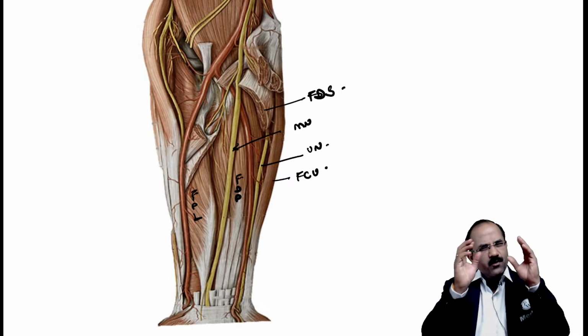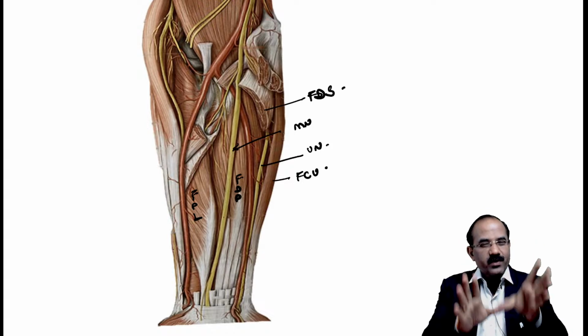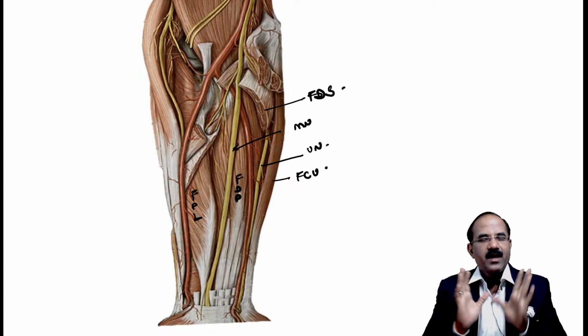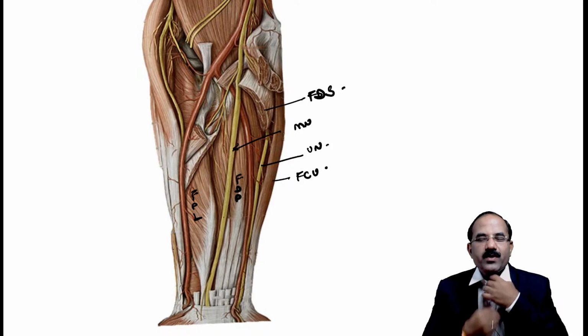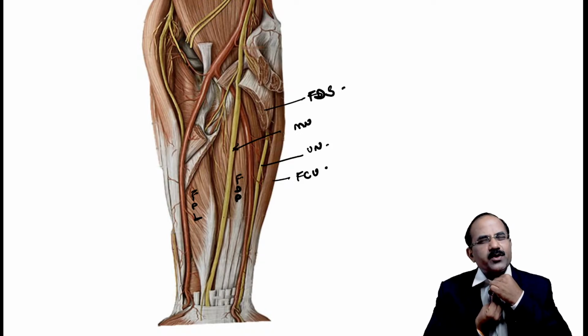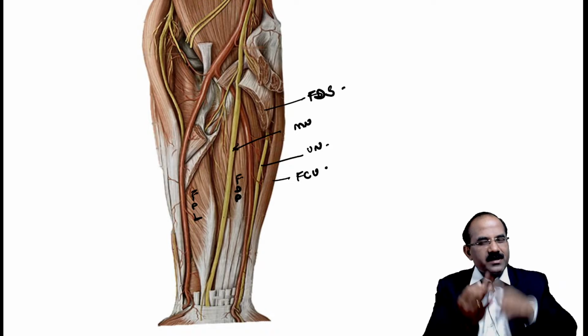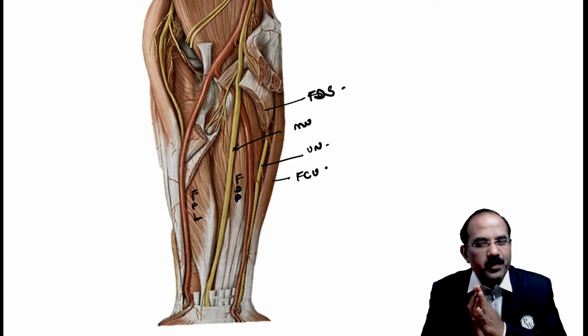So today this was a very small topic. This is the front of the forearm with its nerve supply. Out of all the muscles in the forearm, which muscles are supplied by the ulnar nerve? The ulnar nerve is going to supply only two muscles: one is the flexor carpi ulnaris and the second one is the medial half of flexor digitorum profundus.